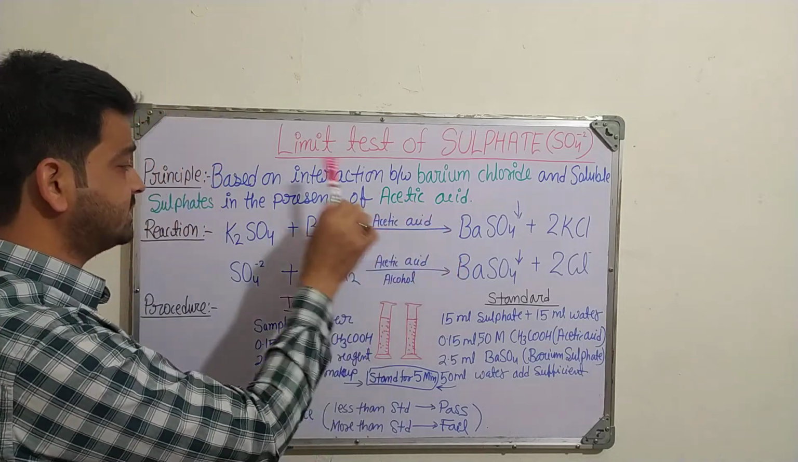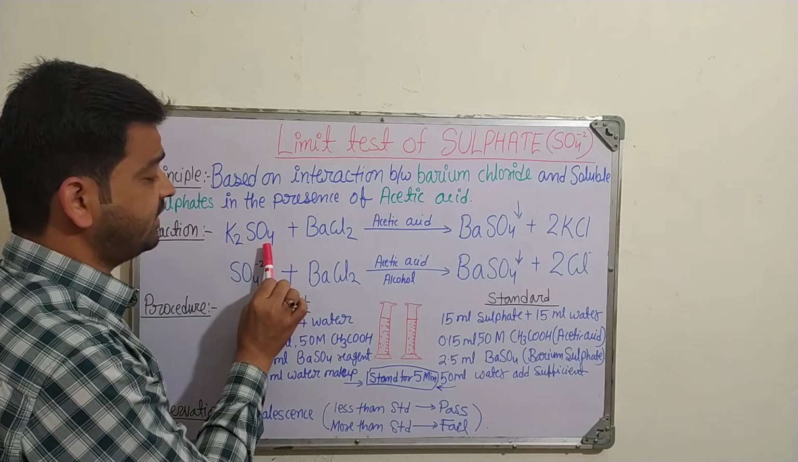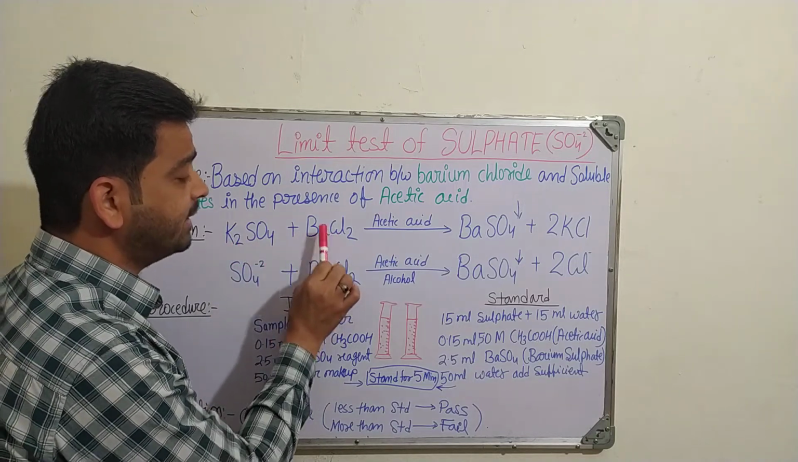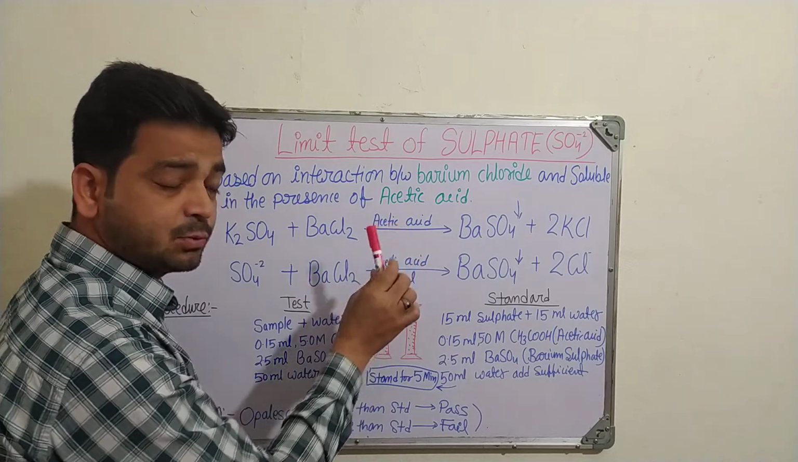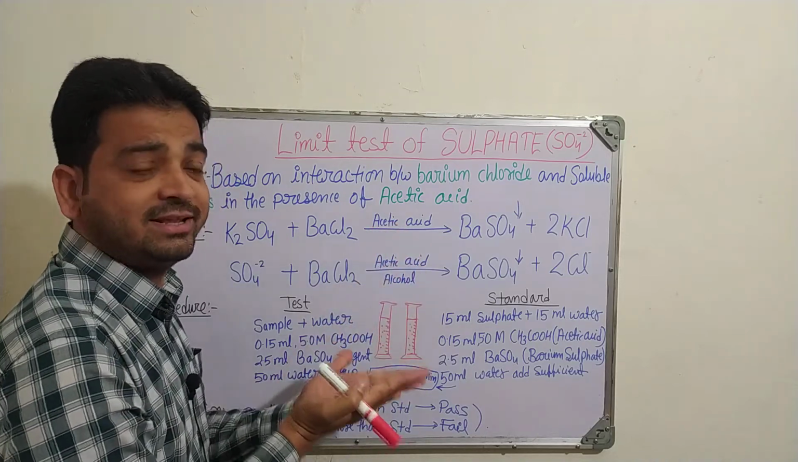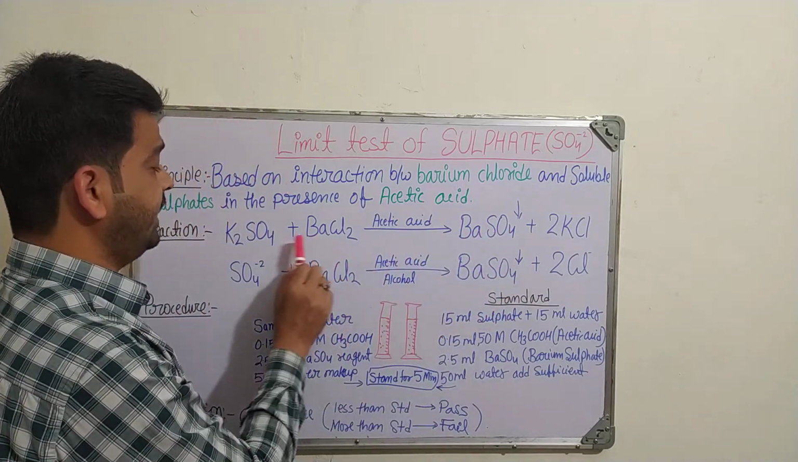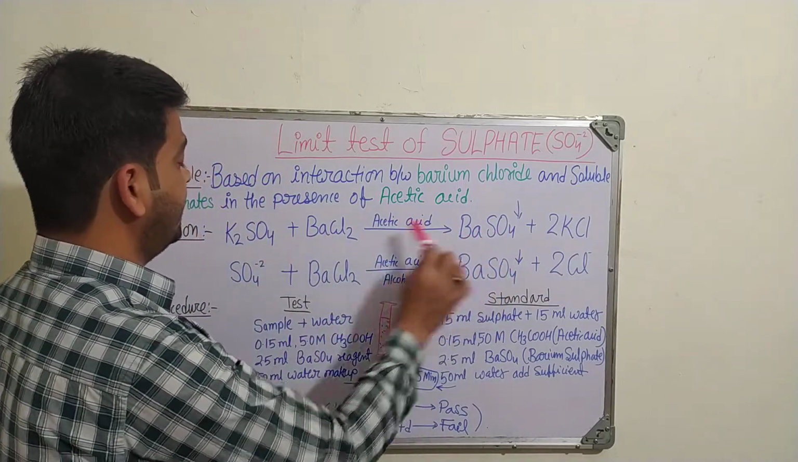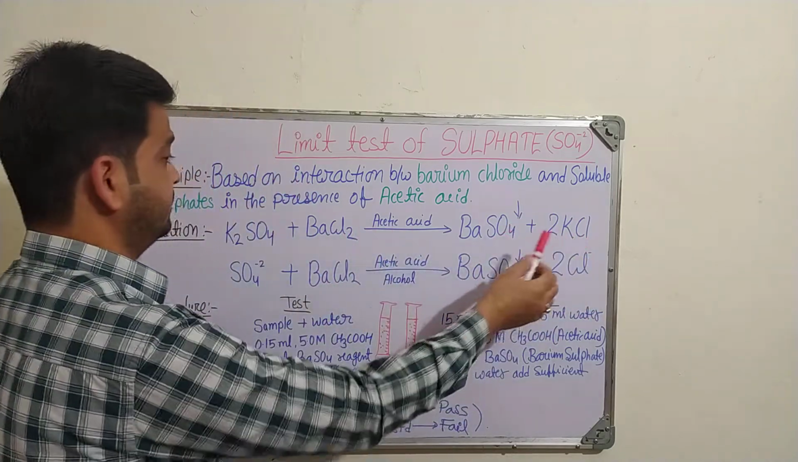Let's see what is happening in the reaction. The potassium sulfate reacts with the barium chloride in the presence of acetic acid, because acetic acid is providing the acidic environment for the reaction, and barium sulfate is forming. So this Ba and SO4, barium sulfate, and potassium chloride it is releasing.